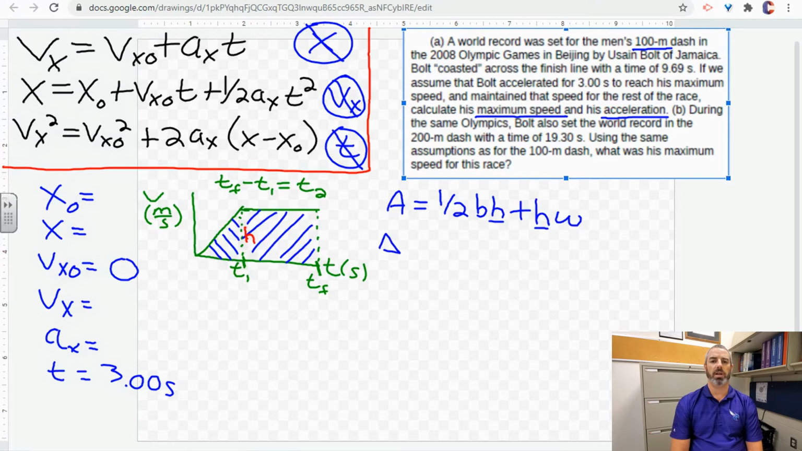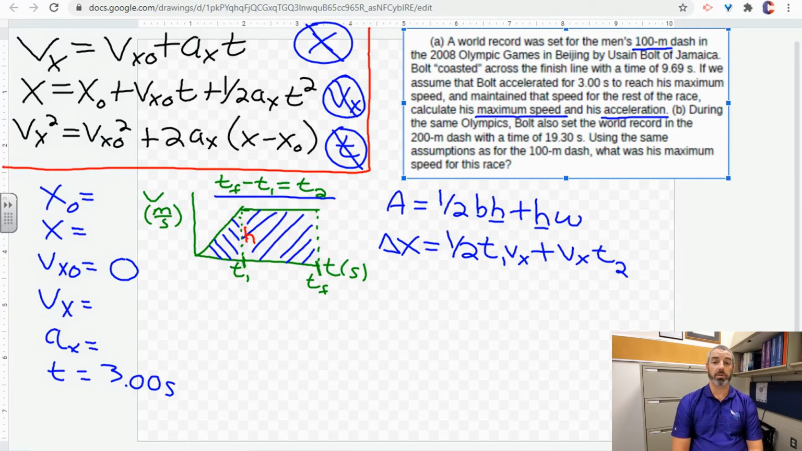So now we're going to look at what this means in terms of physics. So the area represents the displacement. So we're going to write delta x. 1/2 the height times the base. Well, the height is the final velocity and the base is T1. So 1/2 of T1 times Vx. And then the same for our rectangle is height times width. So Vx times T2. And T2, remember, is just the base of that rectangle.